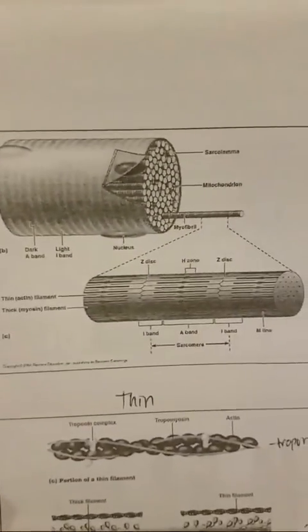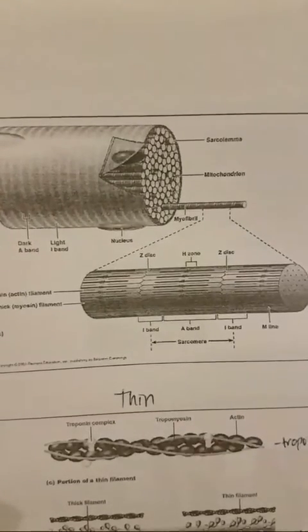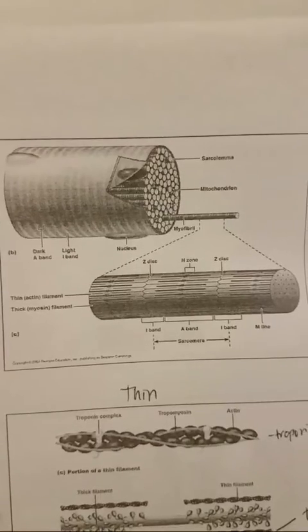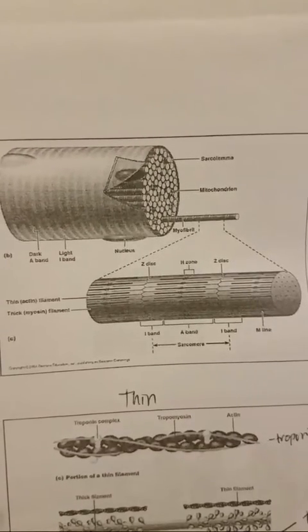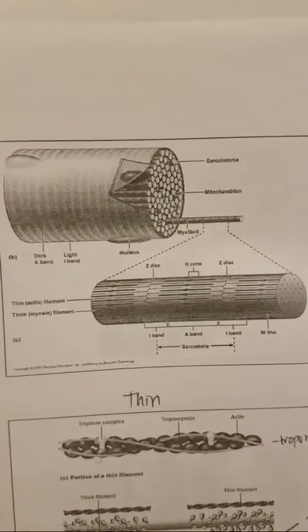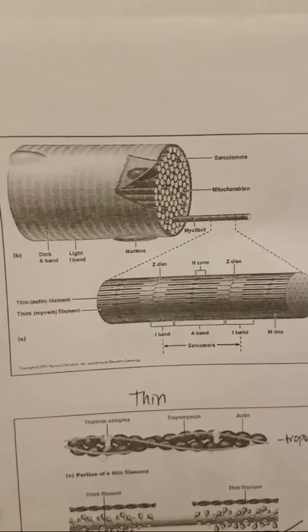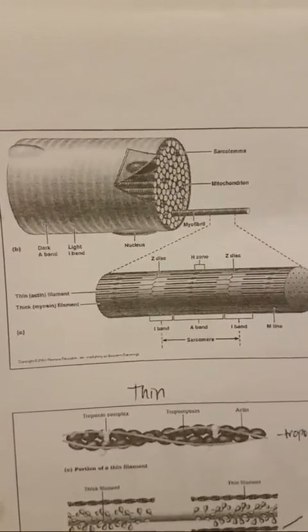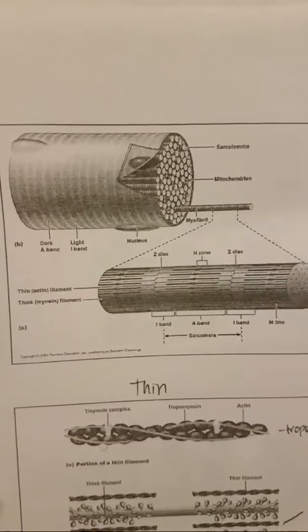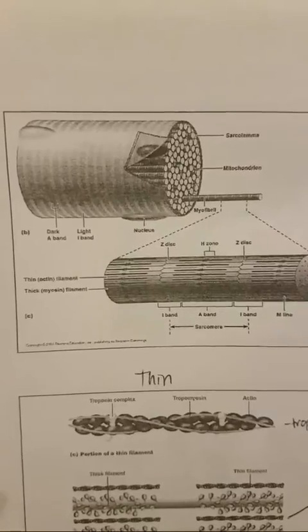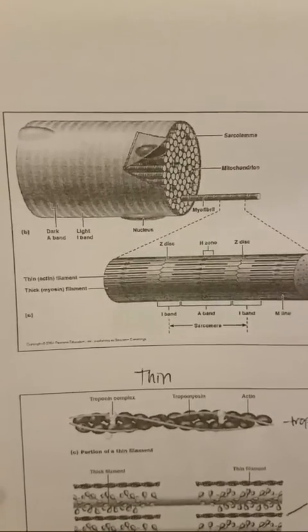Okay, let's see this one. Okay, sarcolemma, mitochondrion. Dark is the A band, light is the I band. It's the nucleus, Z disc, H zone, Z disc, I band, A band, I band, sarcomere, M line.